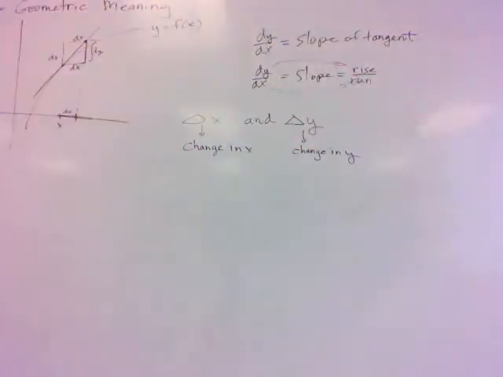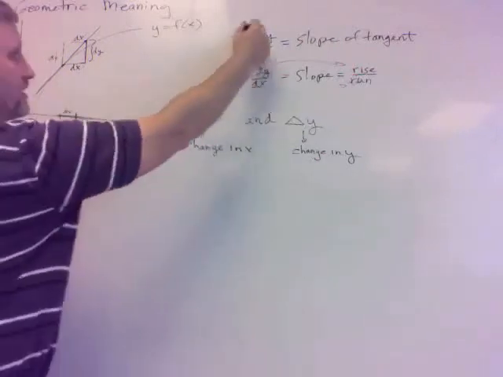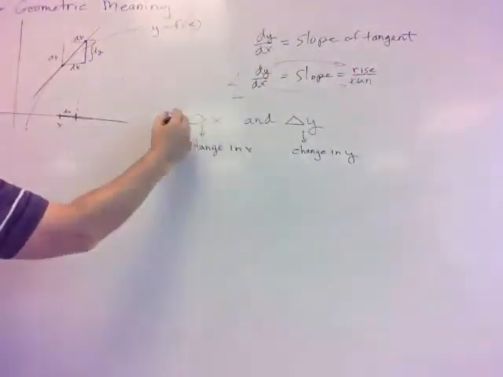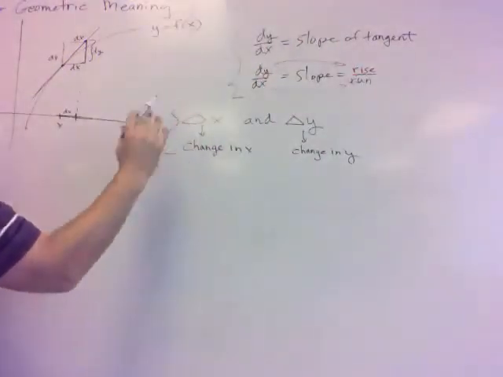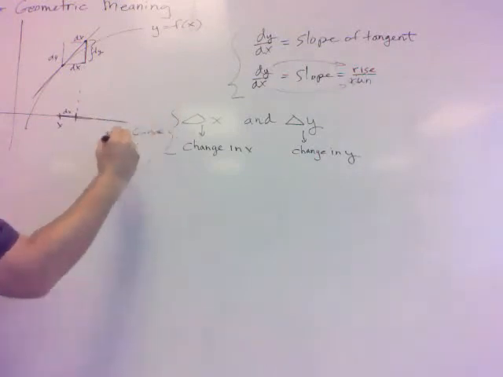So delta x and delta y. Now, these have more to do with the actual curve. This here we're talking about the tangent line. Delta x and delta y are more to do with the curve, your actual function graph.